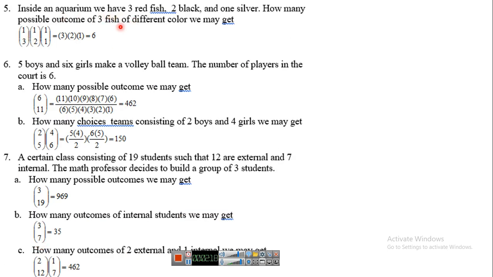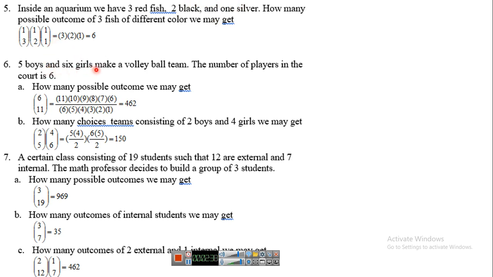Inside an aquarium, we have 3 red fish, 2 black and 1 silver. How many possible outcomes of 3 fish of different colors? I didn't say that the first one must be red, the second one black, and so on. I want any 3 fish of different colors, so it's a combination 1 out of 3, 1 out of 2, and 1 silver, 1 out of 1.